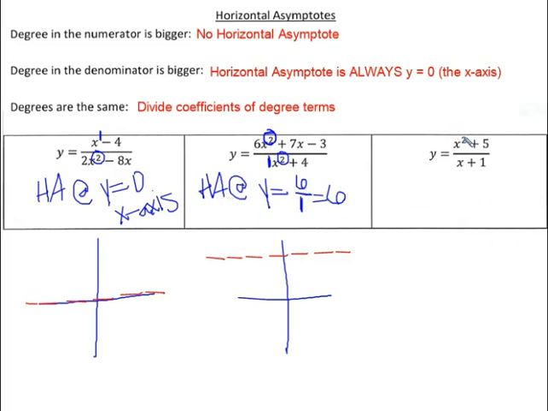Now for our last one, the degree of the top, or our numerator, is 2. The degree of our denominator is 1. The numerator is bigger than the denominator, so we don't have any horizontal asymptotes. Okay, no HAs. Alright, so we're going to focus on this last one just a little bit further in our next example. Okay, so notice how this one did not have any horizontal asymptotes. There is no horizontal dotted line on our graph.